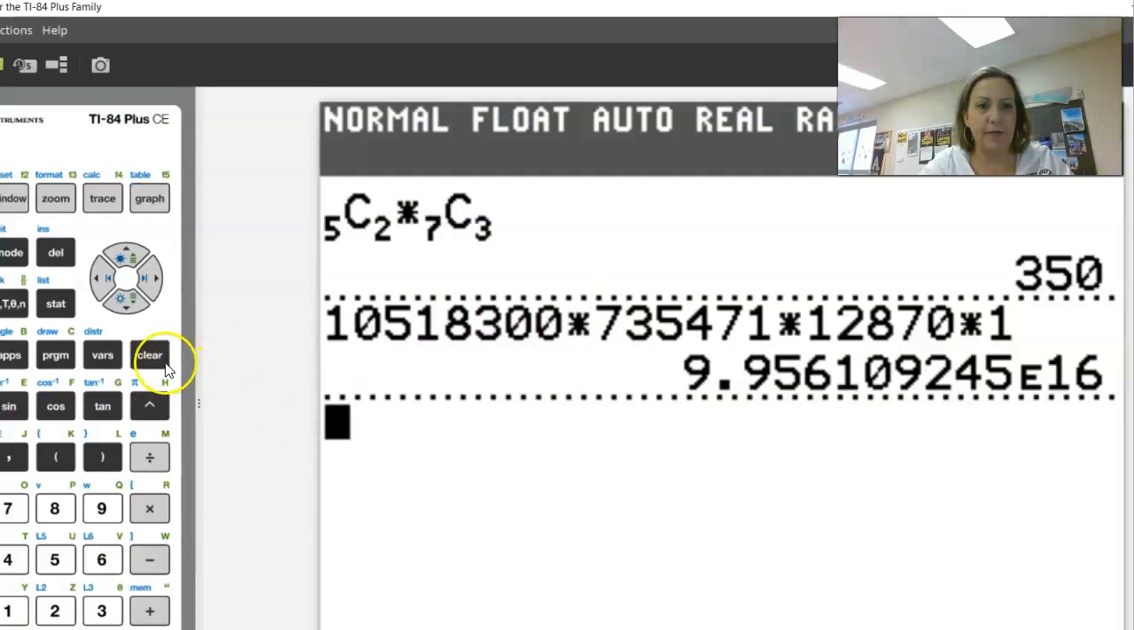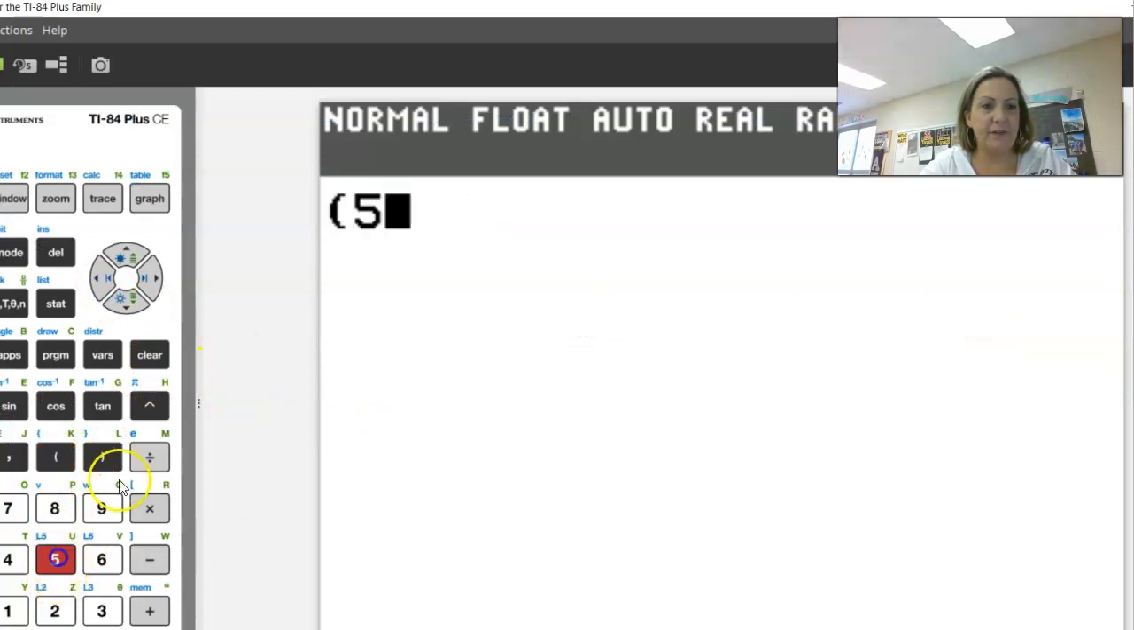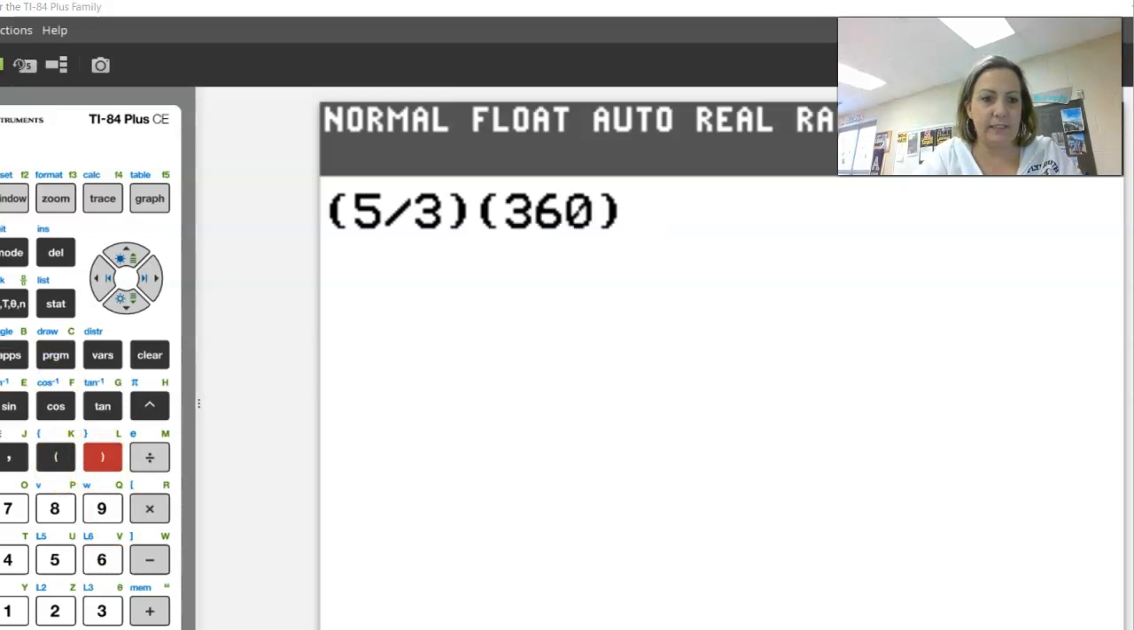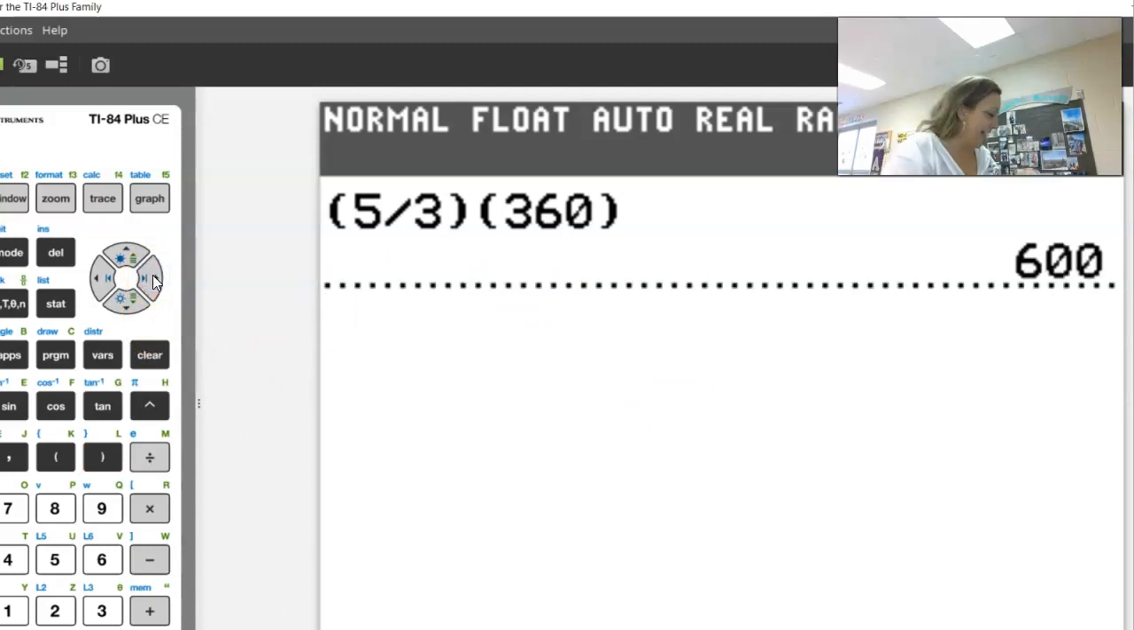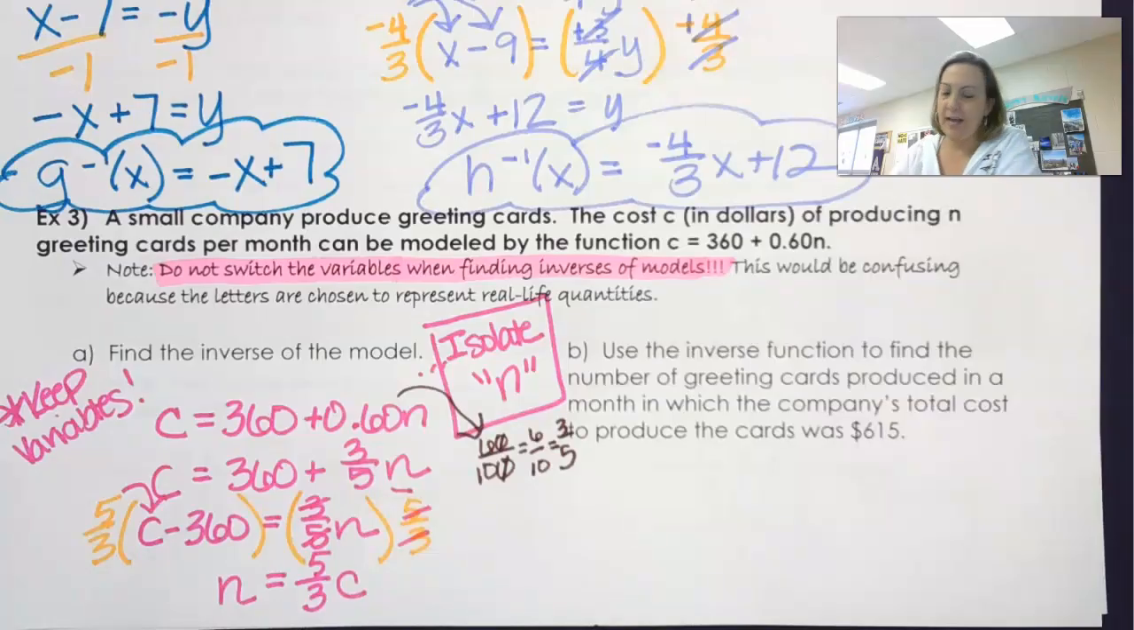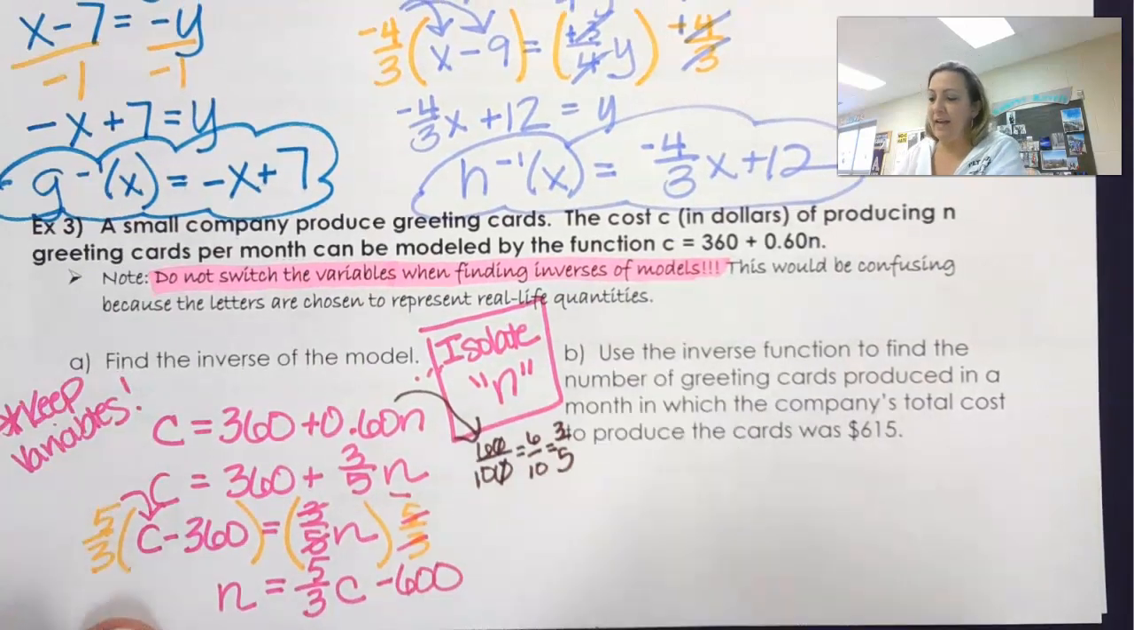So I'll pull this up real quick. If I take 5/3 times 360, okay, I get 600, and because I was multiplying by a negative 360, I'm going to get minus 600, and n is isolated.